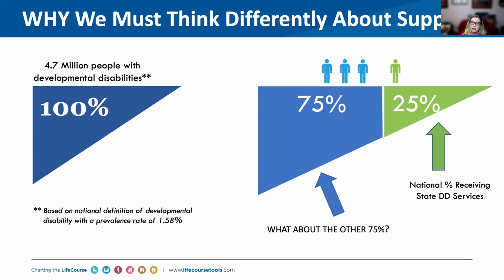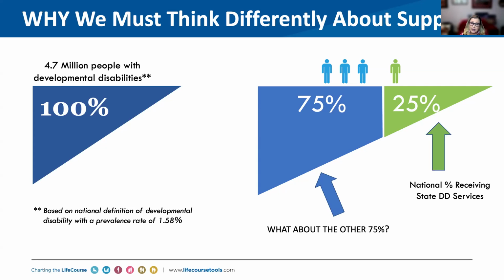The other 75%, or 3 out of 4 people, are not receiving paid services. In some cases, the systems of support don't even know that those people exist. And sometimes those people don't know that the system exists, or they may choose not to approach the system, or they may not need services. So we know that only 1 out of 4 people with IDD receive actual paid services.